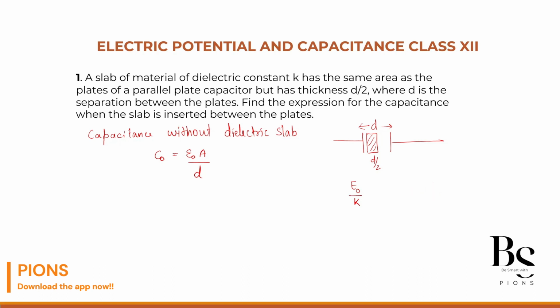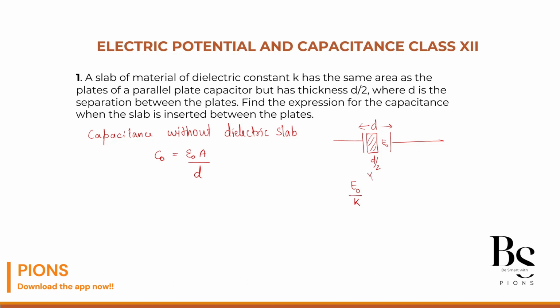And this E naught changes when you introduce a dielectric. It will change only in the region where we have the dielectric. If you don't have a dielectric in the region, there won't be any electric field change. So in this region it will be E naught only, and there it will be E naught by K. This is our electric field. I hope this is clear. Great.